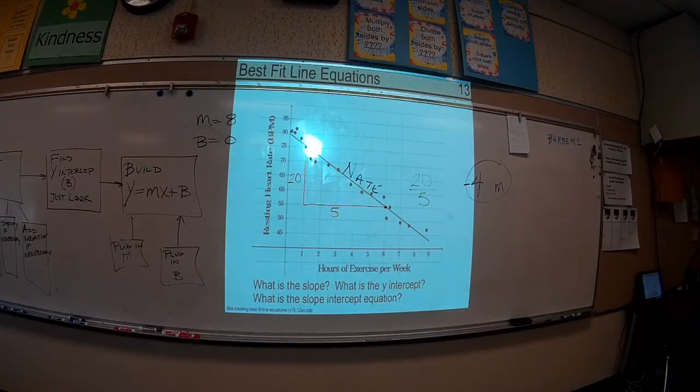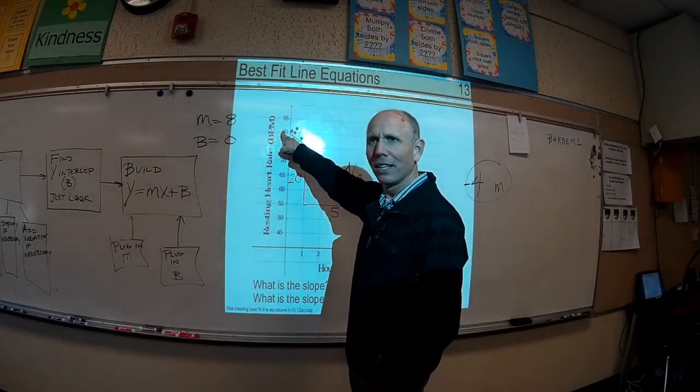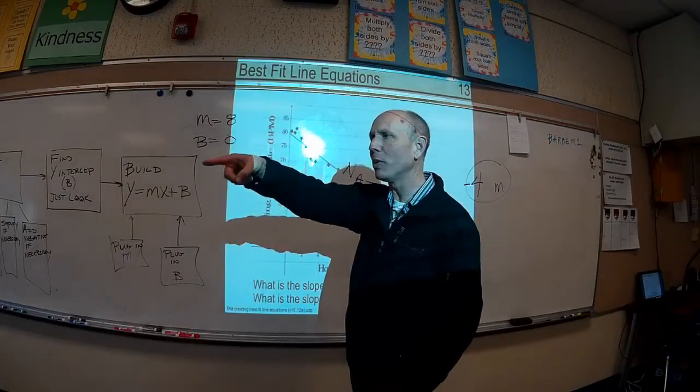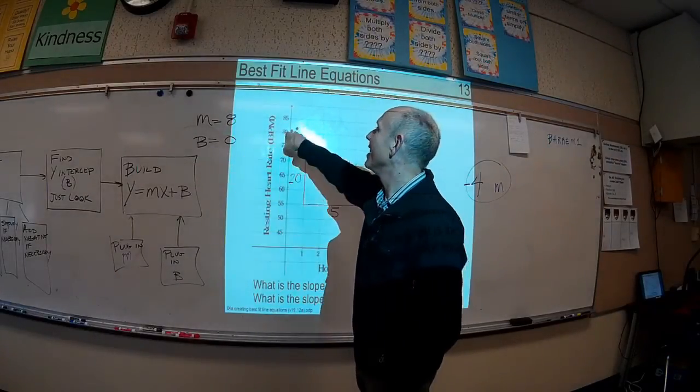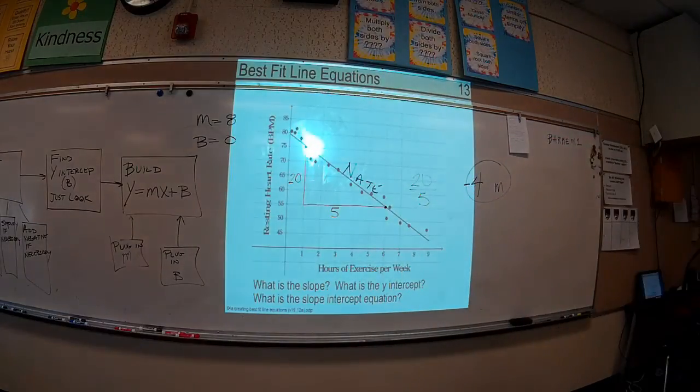Oh, did we not find the intercept? Oh, no. Did I skip over that step? Is that why we were so confused? I got it. Okay. The intercept's at 80, right? Yes. Okay. Finish it off. Good. I apologize.